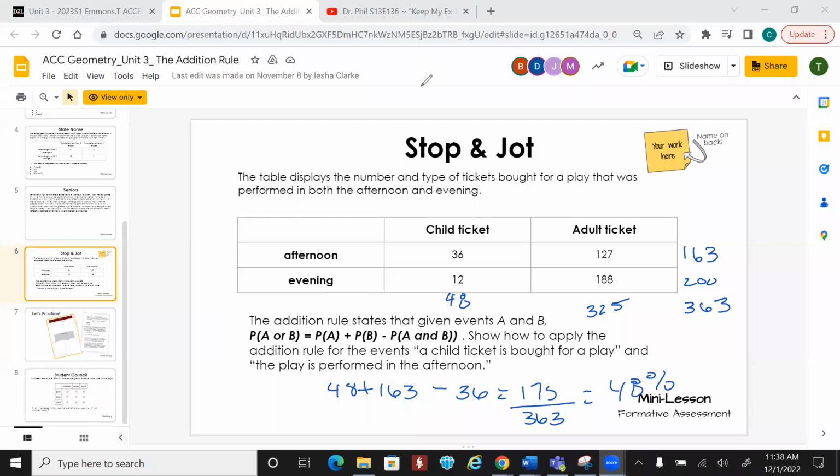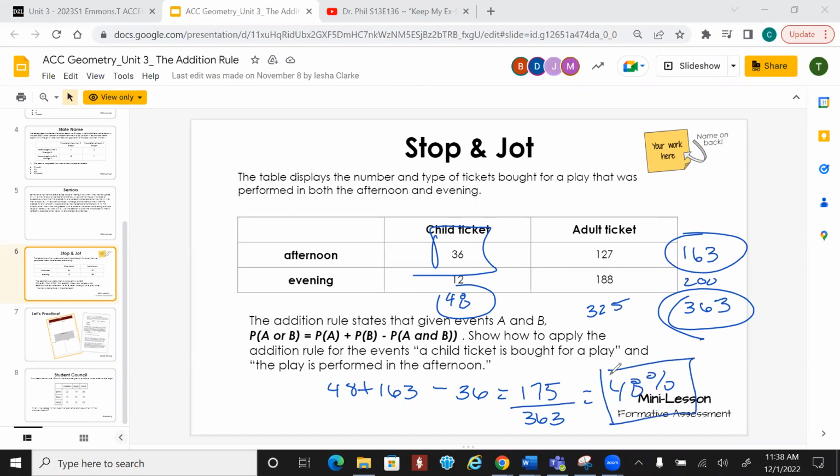Okay, so I got 48%. Here's how I did it. I said 48 is how many children's tickets. In the afternoon, there's 163, and we're going to subtract what they cross over. So that's going to be 175 divided by 363, which is the total. And that gives me 48% if Amy's math is right. Awesome. Okay, Ellen confirms.